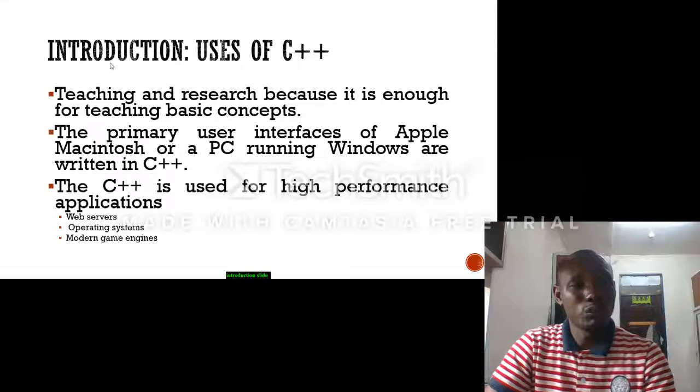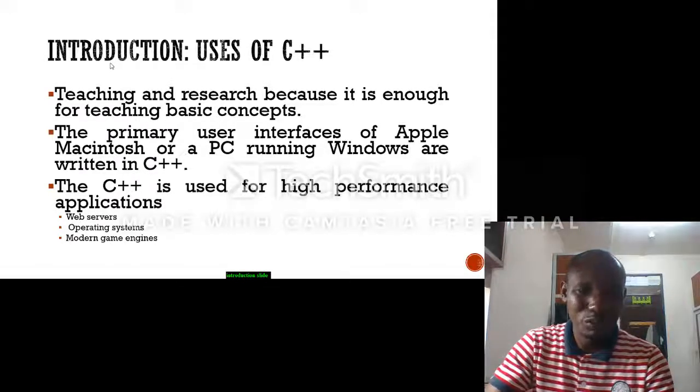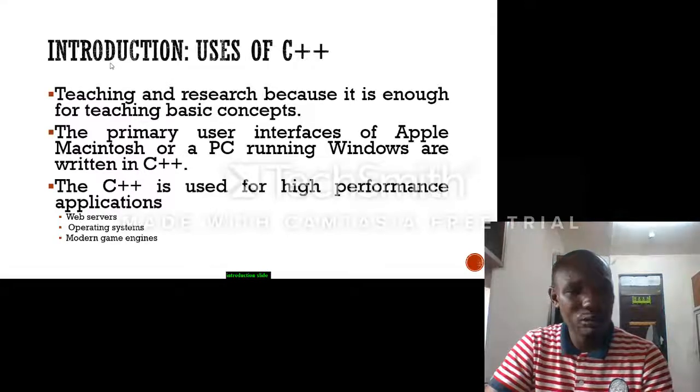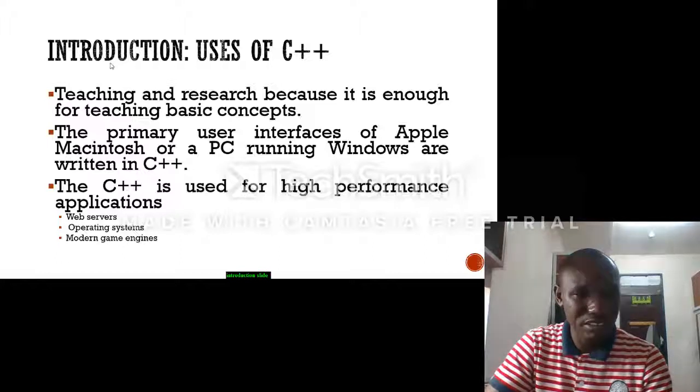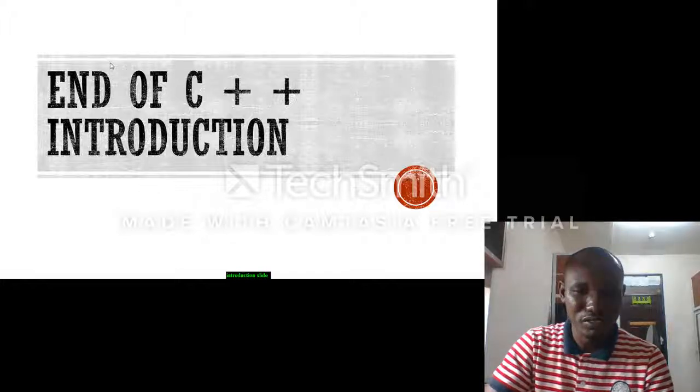One other use of C++ is for teaching and research, just like what is happening just now, someone teaching C++. It is used in teaching and research because it is good enough for teaching basic concepts. The primary user interface of the Apple Macintosh or a PC running Windows is written in C++, and C++ is used for high-performance applications. Other uses of C++ are web servers, operating systems, and modern game engines. And with this, we come to the end of the introductory part of C++. Thank you for listening.